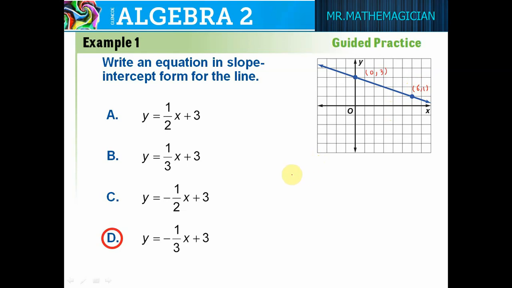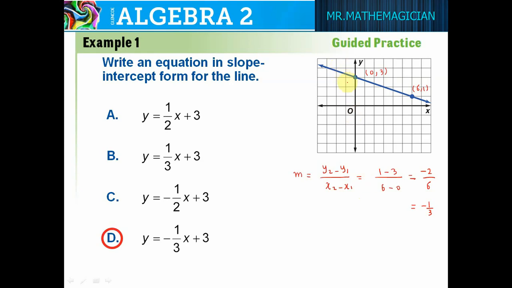So now the slope m equals y2 minus y1 over x2 minus x1. So 1 minus 3 over 6 minus 0. One minus 3 is negative 2 over 6, and this is negative third.